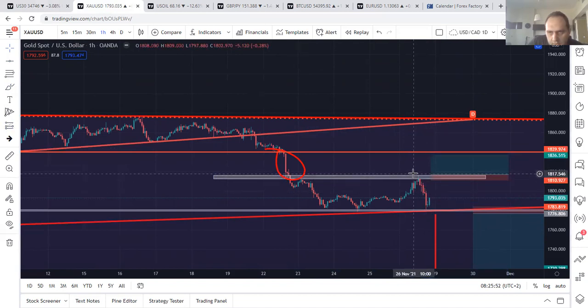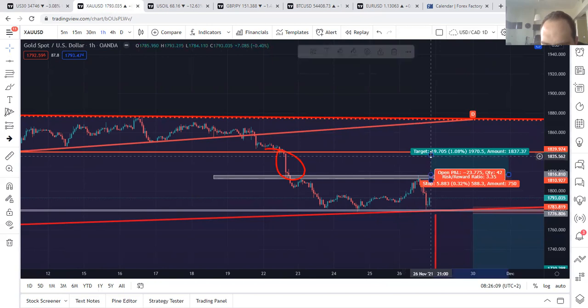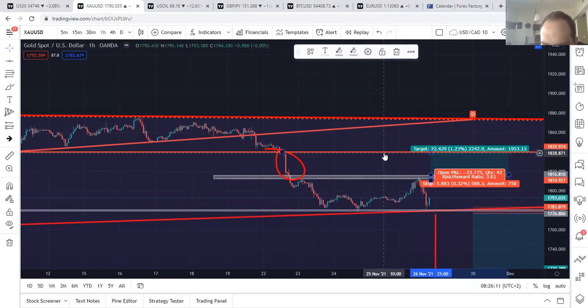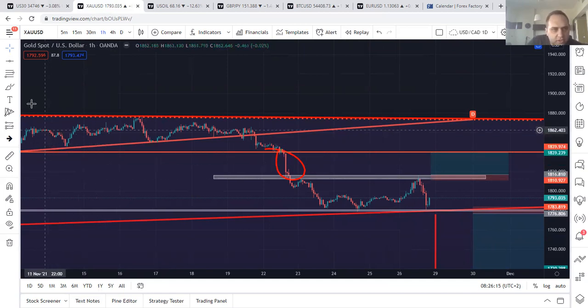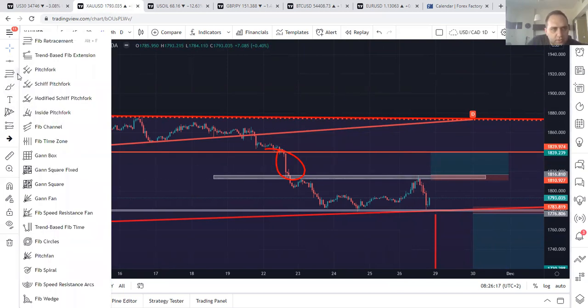starting 1817.54 till 1819, 15 pips first target, 1826 second target, 1832 third target, and the full target for me will be at 1837. Also, let's check Fibonacci. I think it did like 38.2.